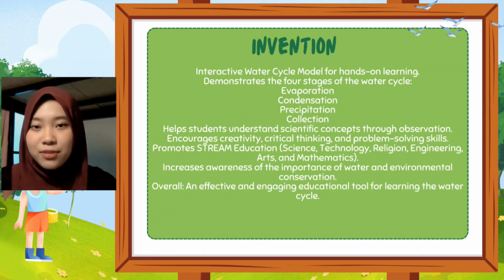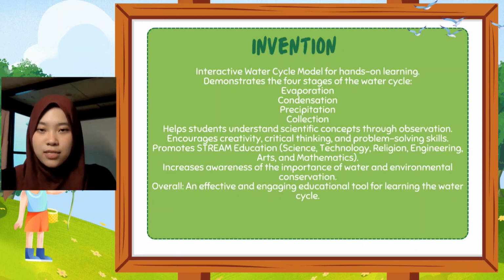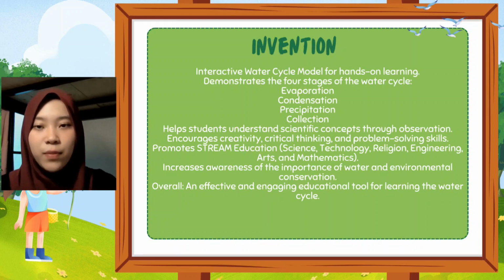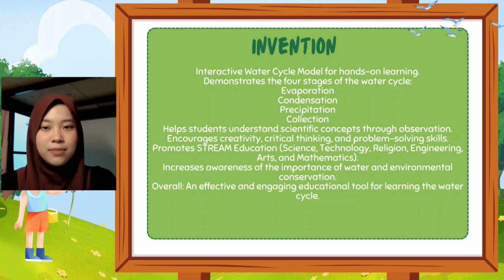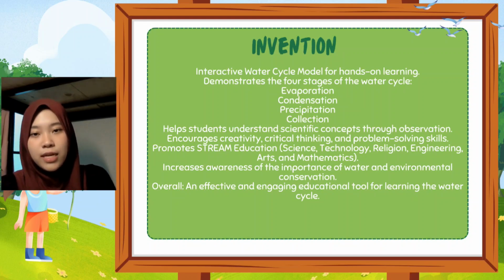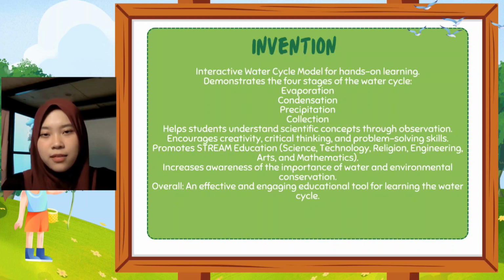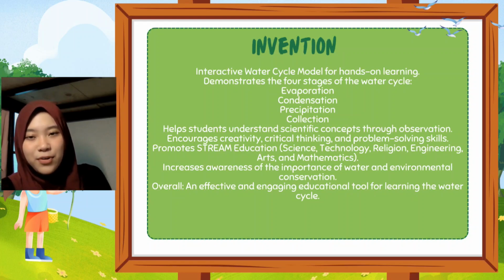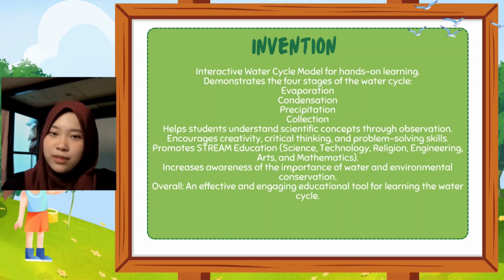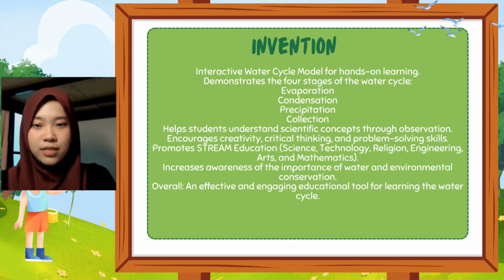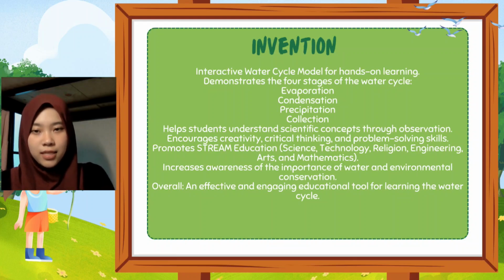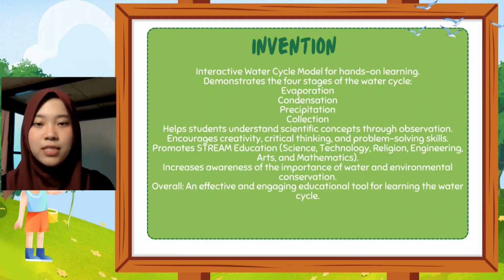The model demonstrates the four main stages of the water cycle: evaporation, condensation, precipitation, and collection, by visually showing how water moves continually in nature. Students can understand scientific concepts more easily than through textbooks alone. The project also encourages participation, creativity, critical thinking, and problem-solving skills.